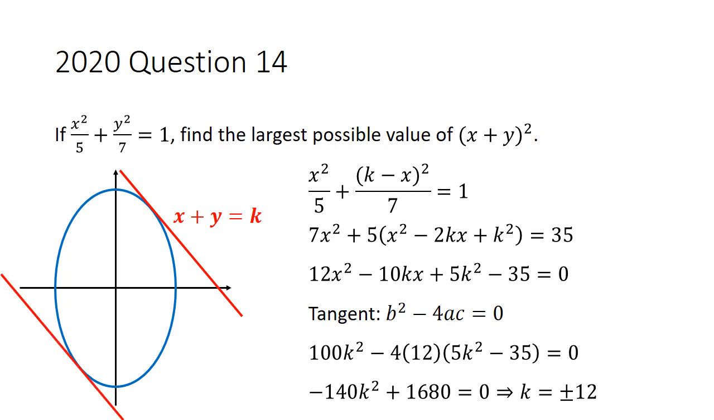But we don't want k. The thing that we want is (x plus y) squared, which will be k squared. So the final answer is 144.